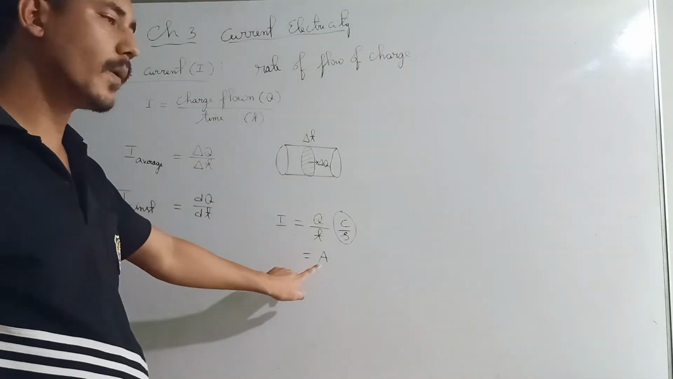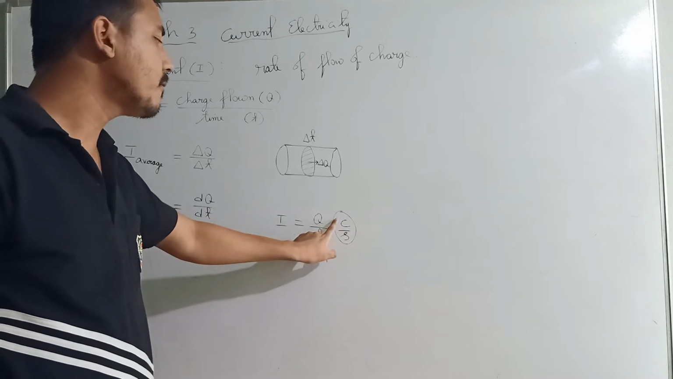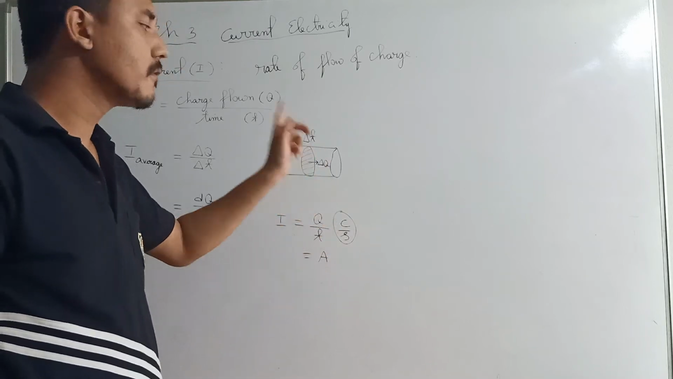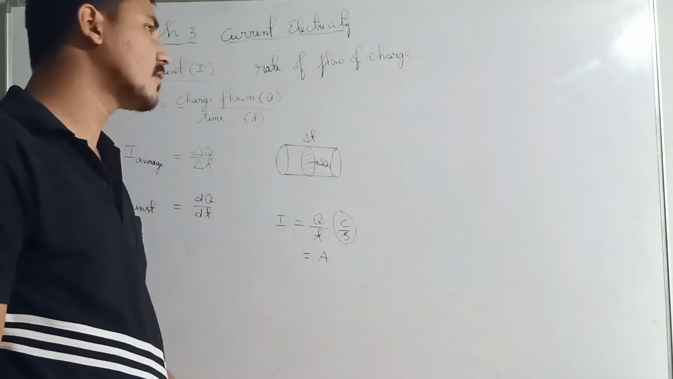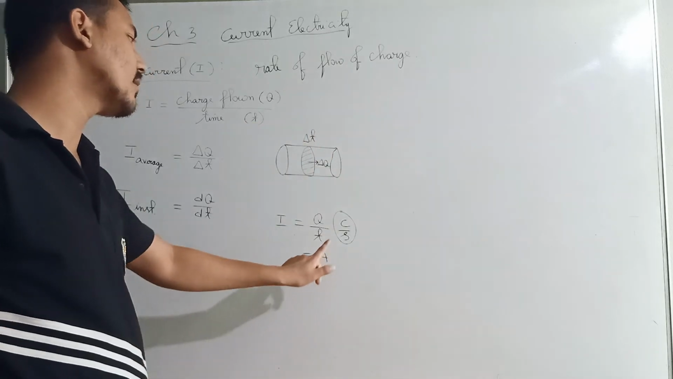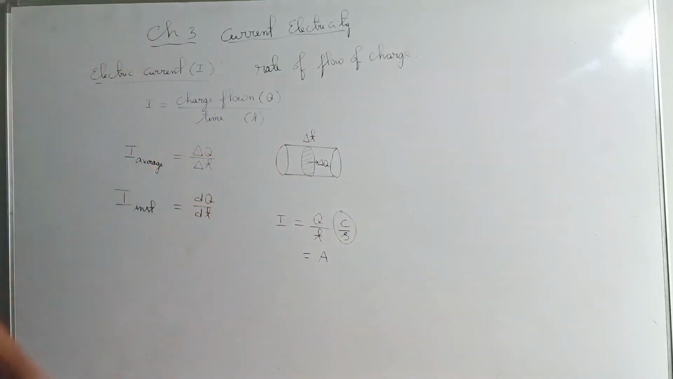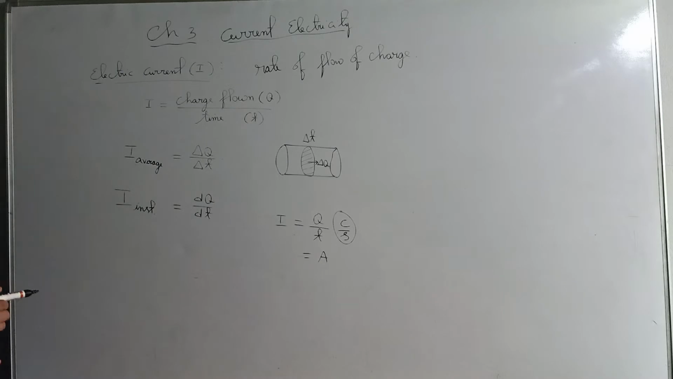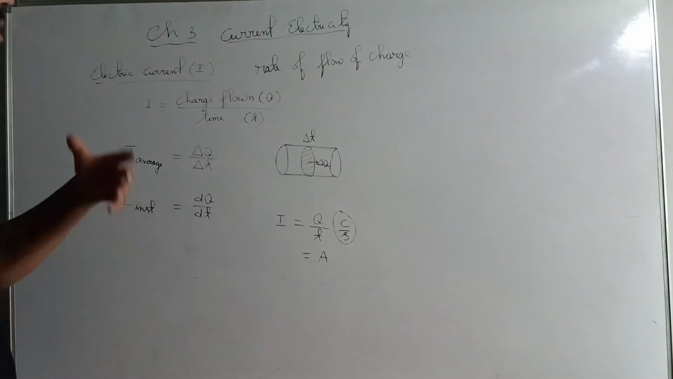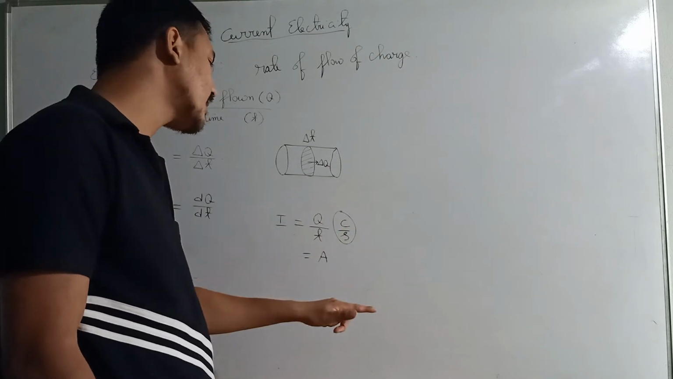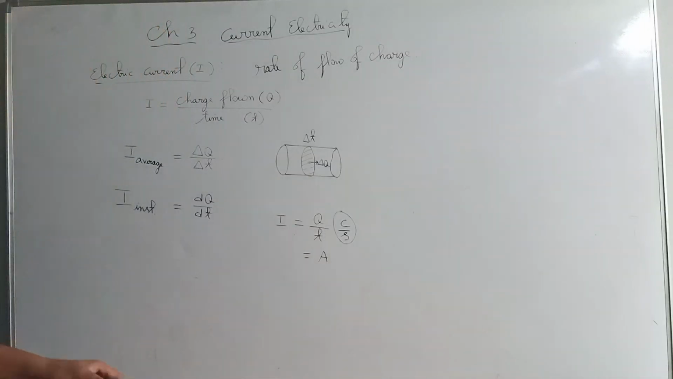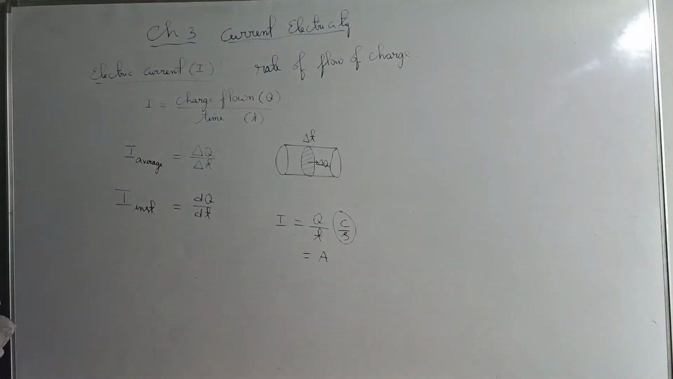Current is said to be 1 ampere if 1 coulomb of charge flows through a conductor or through any section of the wire in 1 second. Then the current is said to be 1 ampere.